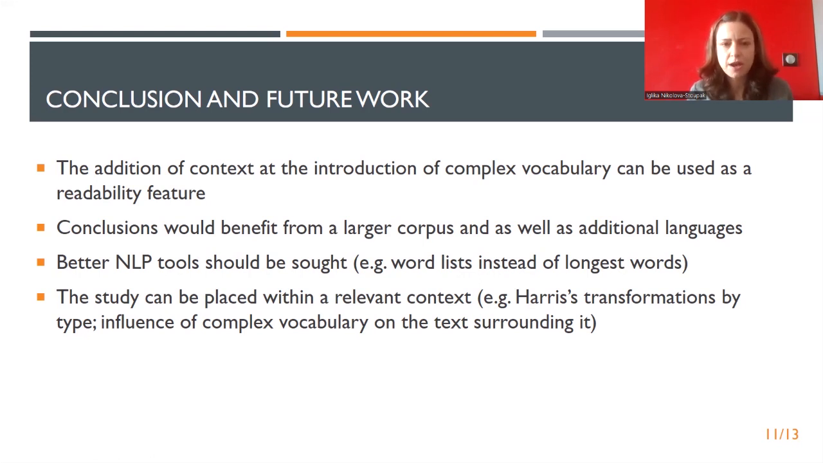And then this study and this feature has been rather narrow, and it can be placed into a larger context. For instance, a study of Harris's transformations by type, and also just a general study on the influence of complex vocabulary on the text surrounding it. Because sometimes it really felt like maybe there isn't addition of context, maybe the size is the same or approximately the same, but still there is influence felt. For instance, if there is one complex word in a sentence, it feels like it is less likely for there to be two or more complex words within the same sentence. So these are just some ideas about future work.